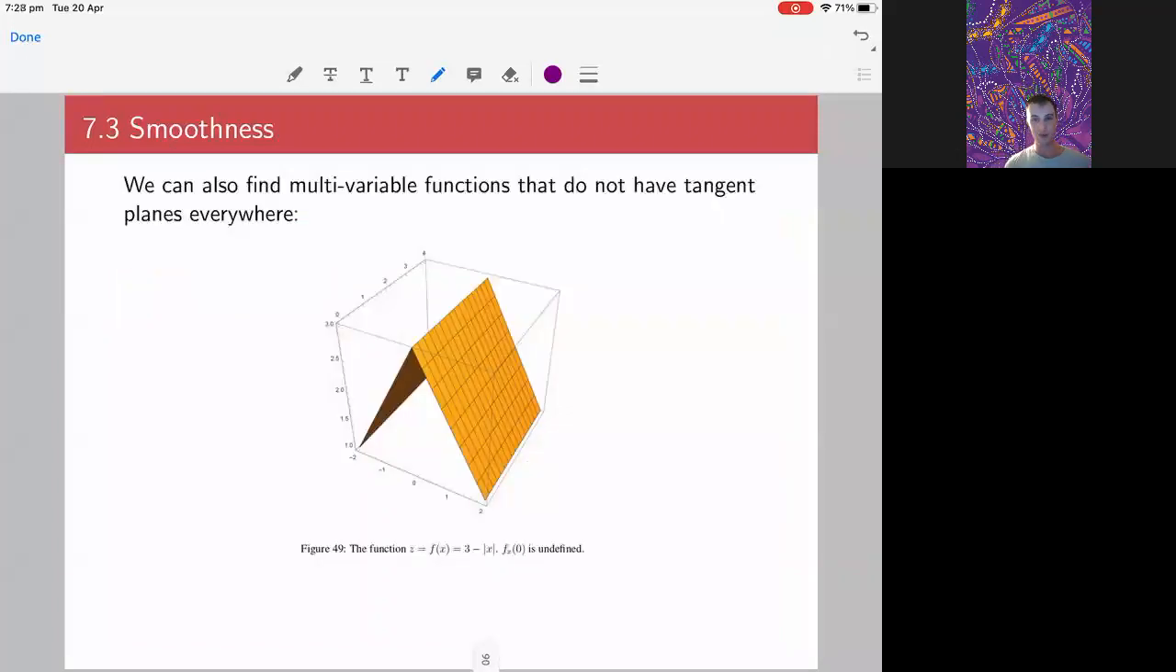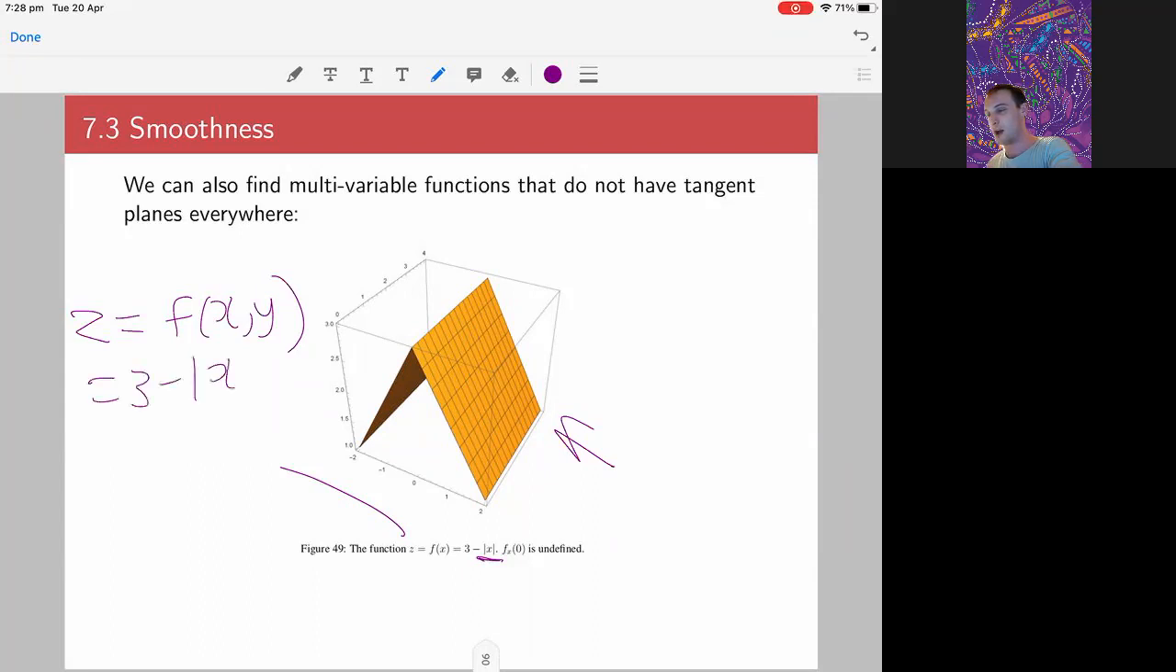We can talk about smoothness of multivariable functions. So here we've got a function which is strictly a function of both x and y, and it's being graphed here, but technically it only really depends on x. And the function is given by 3 minus the absolute value of x. This relationship between z, x, and y is actually being graphed here. And just like the absolute value is not differentiable, this function here is not differentiable and fails to be smooth.